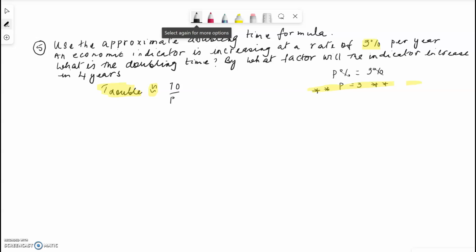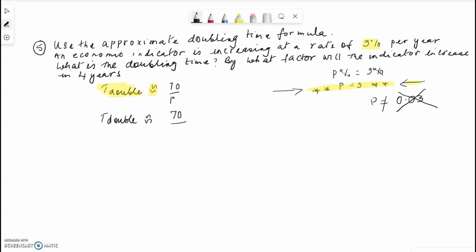This is the key to using this formula. P cannot be 0.03, that's what I mean to say. That would be incorrect. Since the problem doesn't give us the doubling time, it only gives us the growth rate, we have a formula to figure out the approximate, not exact, doubling time. All you have to do is substitute the P, and P is really not the percent, but the number before the percentage. So that is 3.